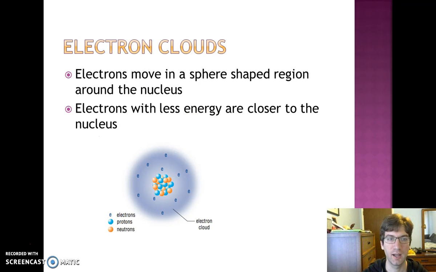This electron cloud is where all these electrons are moving around. It's a spherical region around your nucleus. If you have less energy, or if you're moving slower as an electron, you're going to be closer to the nucleus. If you have more energy, you have the ability to go further distances.